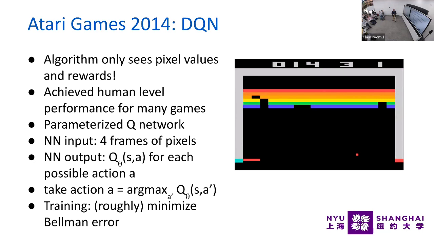So the action, do I move the cursor to the left or to the right, or do I keep it where it is? It's just the argmax. There might be 3 or 4 different actions here. And the training, I won't go into details, but the idea is roughly to minimize the so-called Bellman error that you have in dynamic programming. So that was the first major breakthrough.